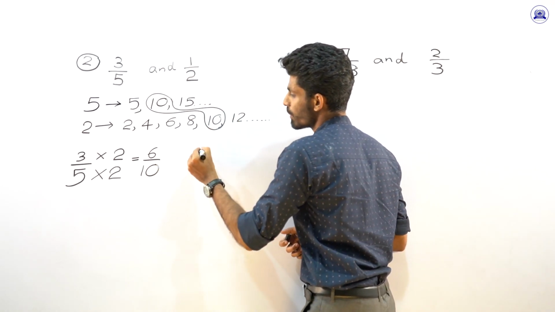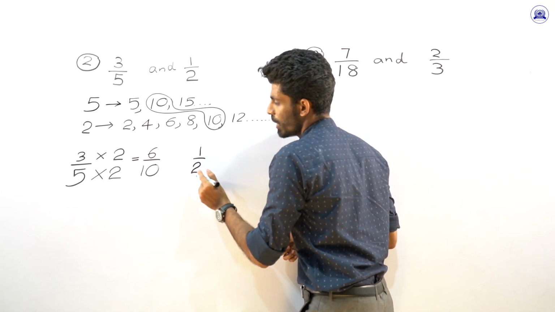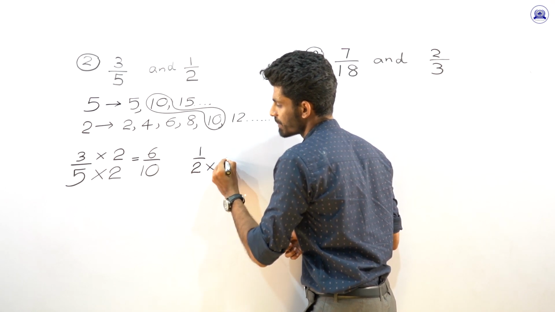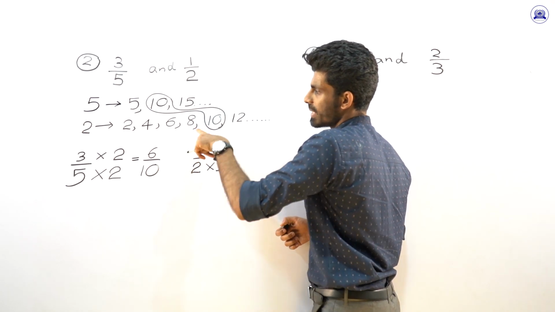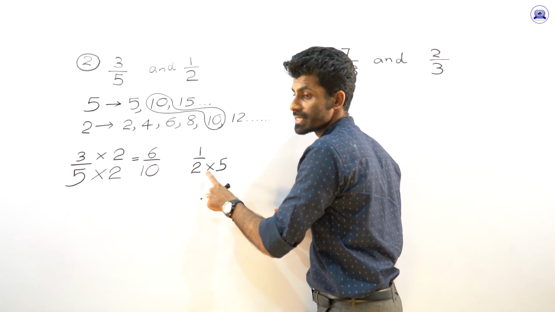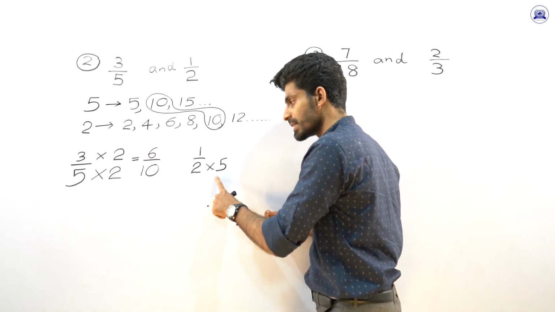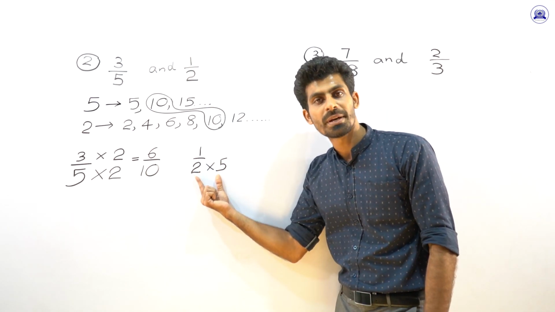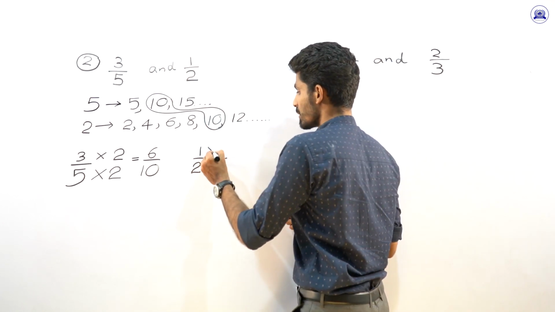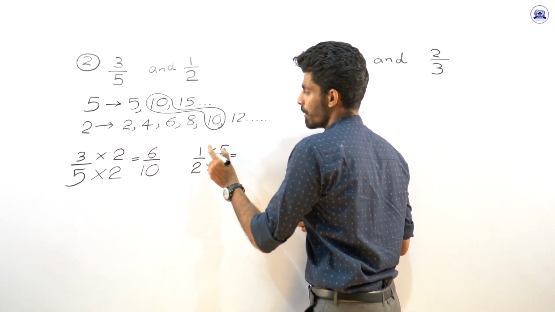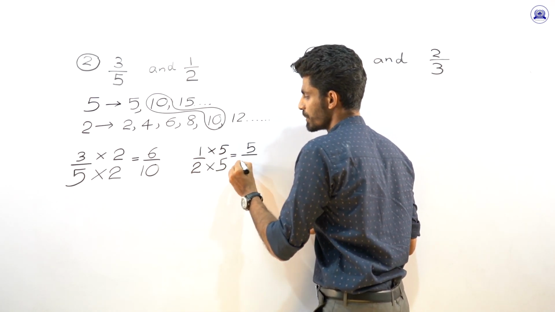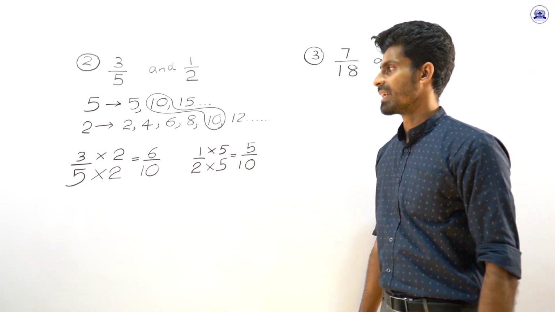So look at the second one, 1 over 2. You need to multiply by 5, because we need to create 10 for the denominator. For the numerator also you need to multiply by 5. 1 into 5, 5. 2 into 5, 10.